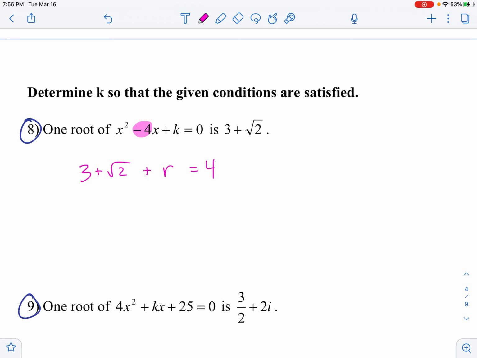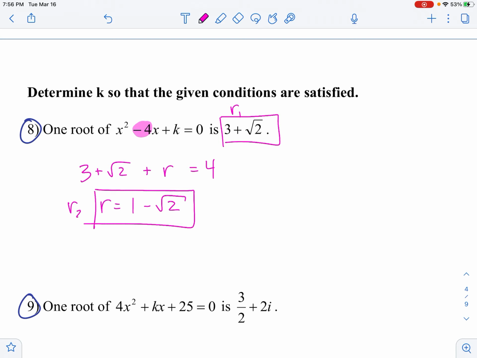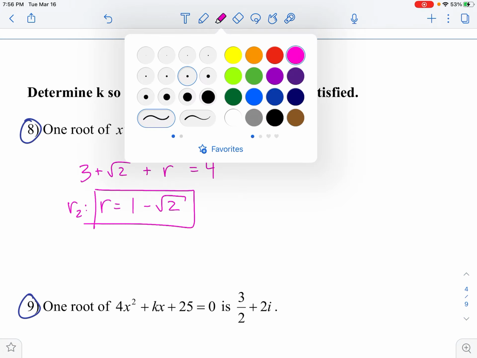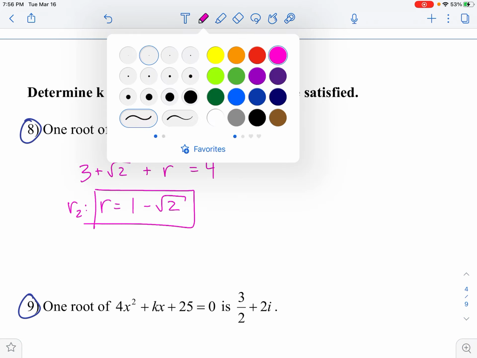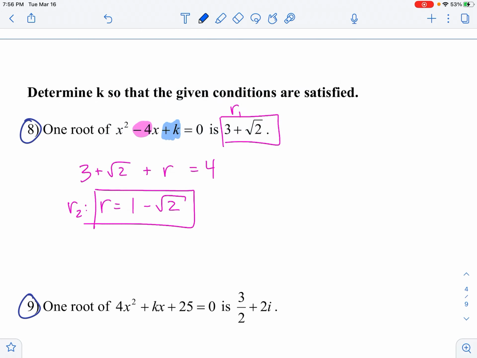I can solve this. I can subtract my 3 over. I can subtract my root 2 over. Now I know both of my roots. I'll call this one root 1, this one root 2. All right, now that we know those two roots, what I can do is I can say, oh, wait, when I multiply those roots, I get k.